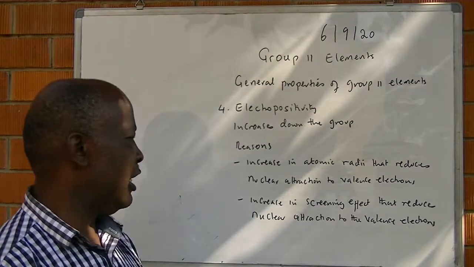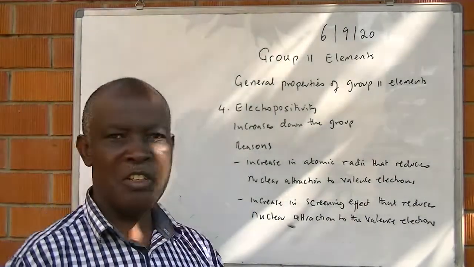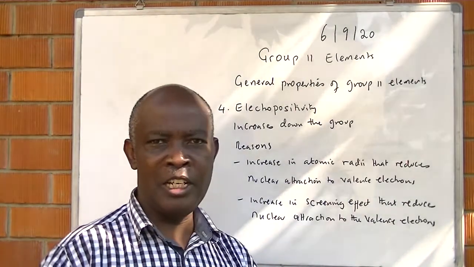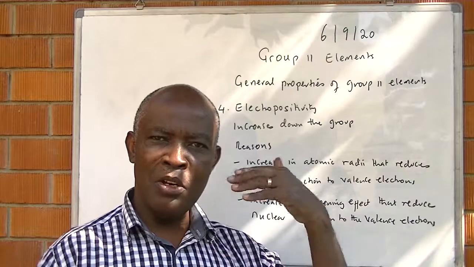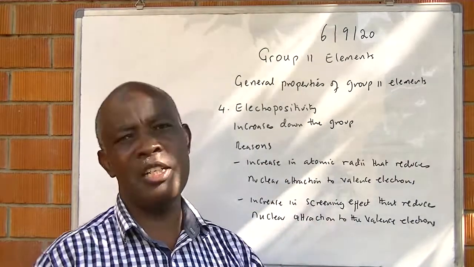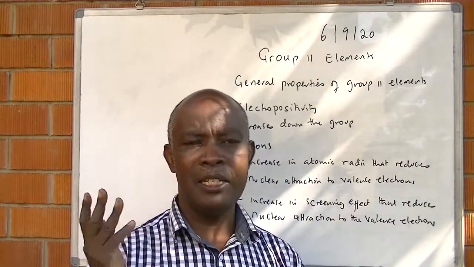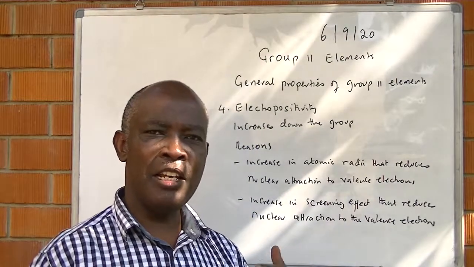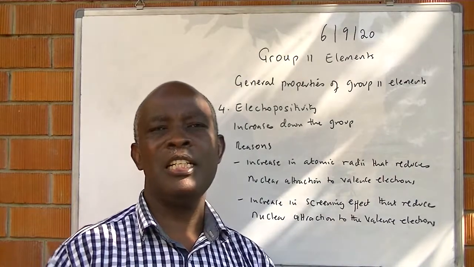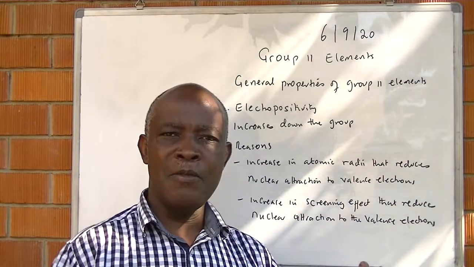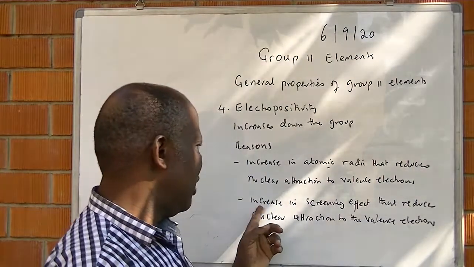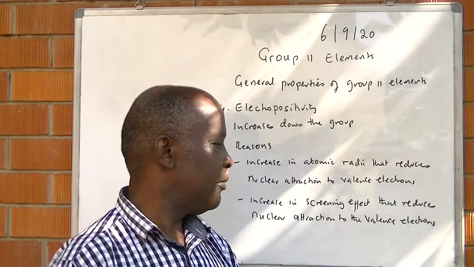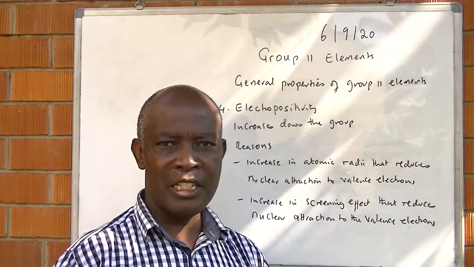Increase in the screening effect reduces the nuclear attraction to the valence electron. Screening effect is the repulsion of the outer electrons by the inner electrons. So when the repulsion of the inner electron increases on the outer electrons, they are easily removed. So increase in screening effect reduces the nuclear attraction to the valence electrons.